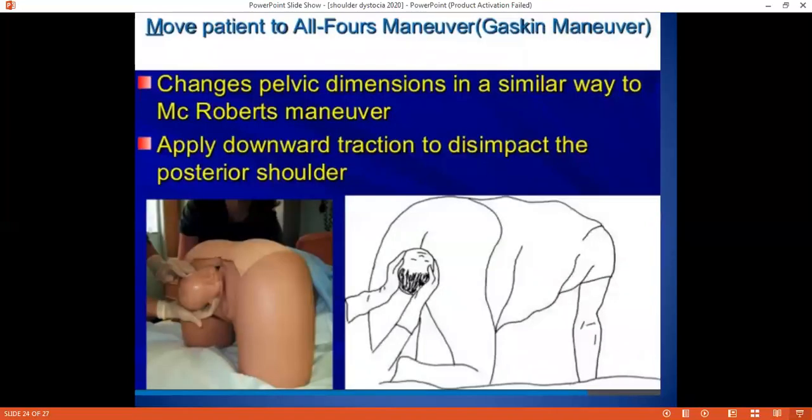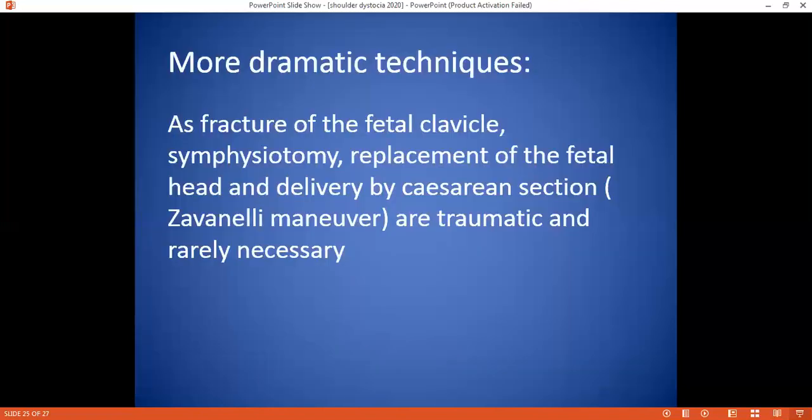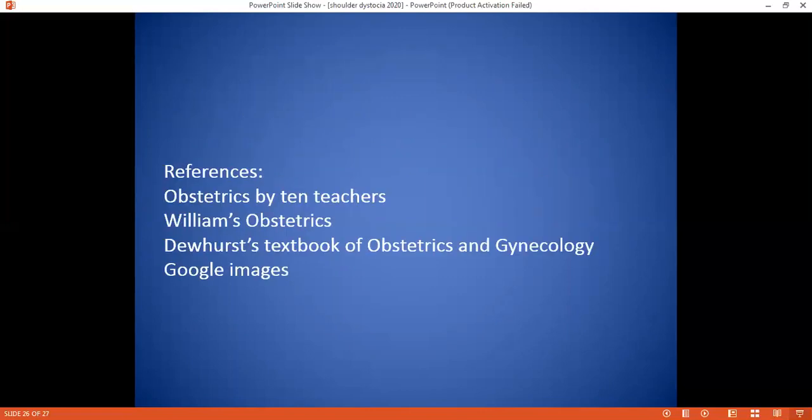If all the above measures fail, I can rotate the patient into the all-fours position. You see here, with the aid of gravity, the baby may be delivered. Apply downward traction to disimpact the posterior shoulder. More dramatic techniques will cause trauma, such as fracture of the clavicle, symphysiotomy, replacement of the head, and delivery by cesarean, the Zavanelli maneuver. These are traumatic and rarely necessary. Thank you so much.